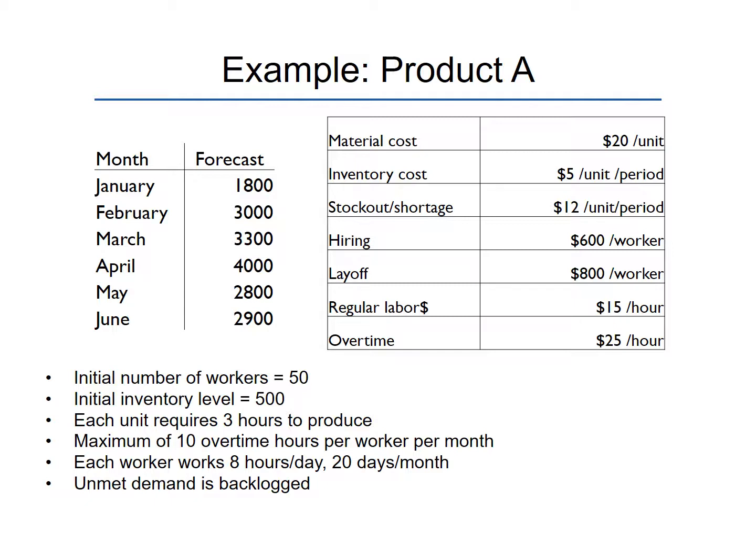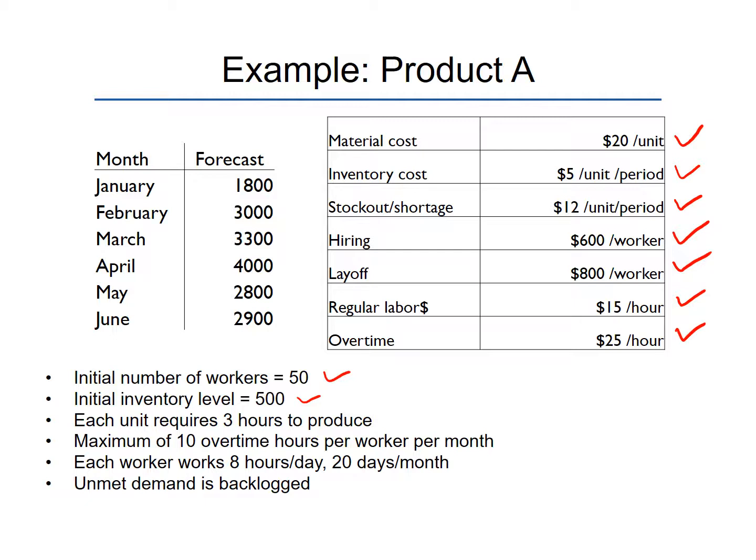Aside from the forecasted demand, we also need lots of other information. Here we're given the list of information that we need to actually formulate our aggregate plan. We need to know some of the cost parameters: material cost per unit, how much it costs in inventory to hold a unit for a given period, how much it costs if we stock out, that is, we have a shortage, how much it costs to hire a worker, if we had to lay someone off, how much we pay per hour for a worker, and what the costs for overtime are. We also need to know the initial number of workers and the initial inventory level.